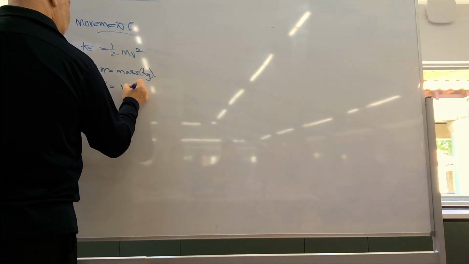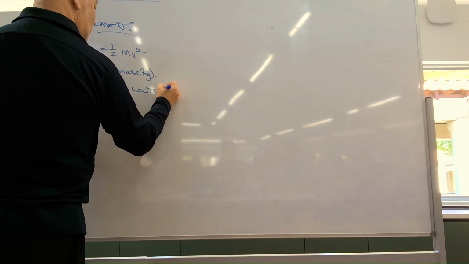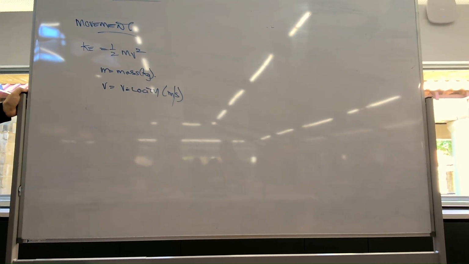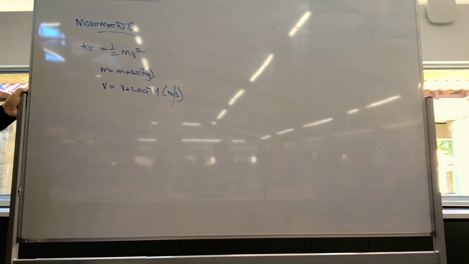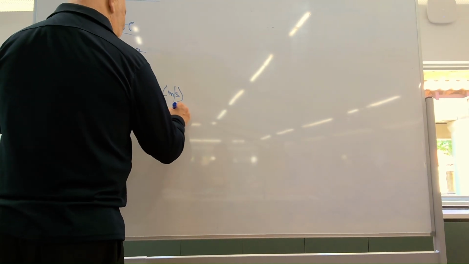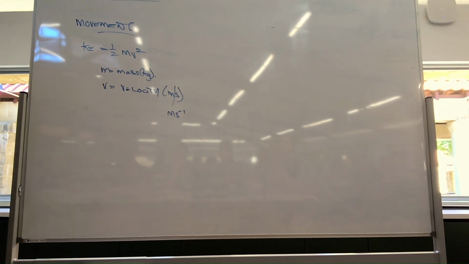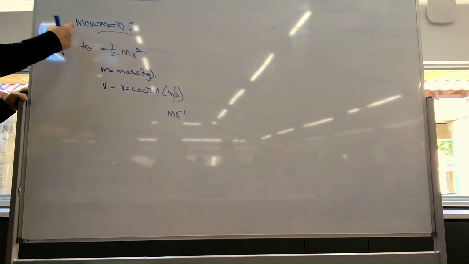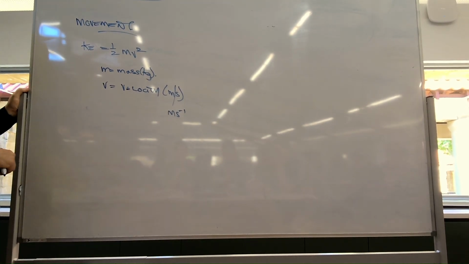V is velocity in meters per second. You have to be able to calculate kinetic energy. Meters per second. Another way you can write this is ms minus 1. Gravity is different. That's an acceleration. That's just kinetic energy. You need to be able to use this equation.